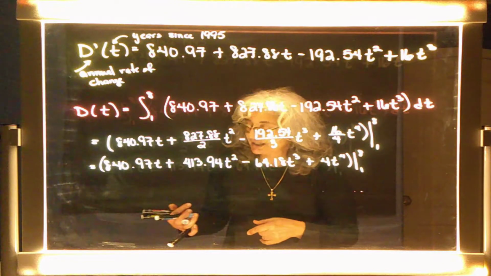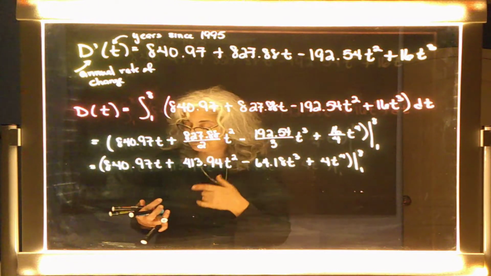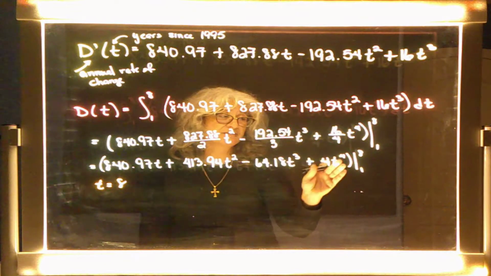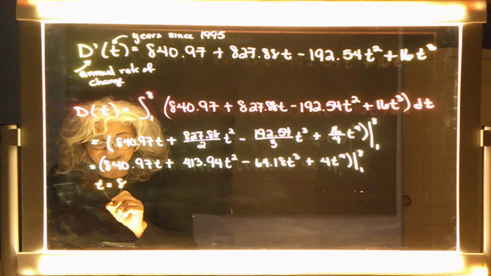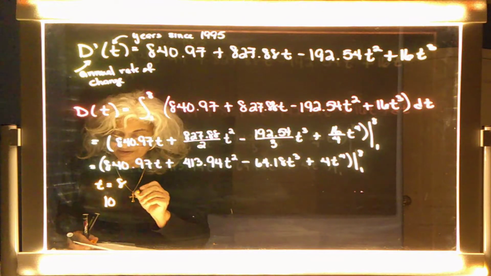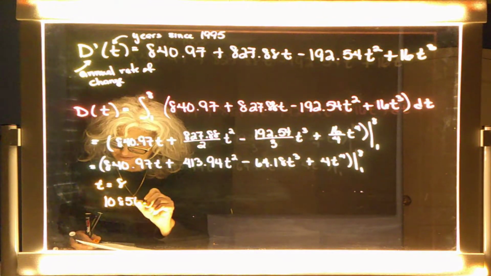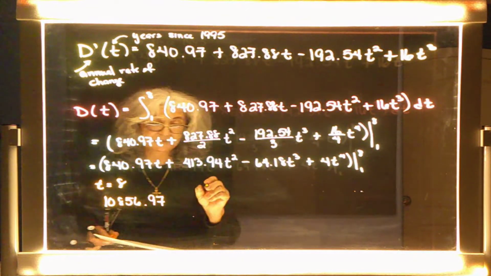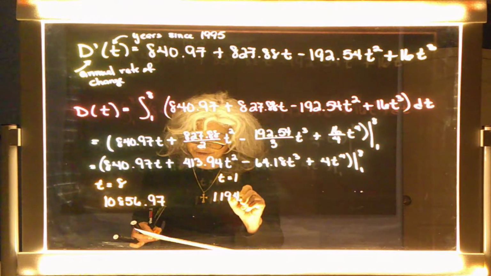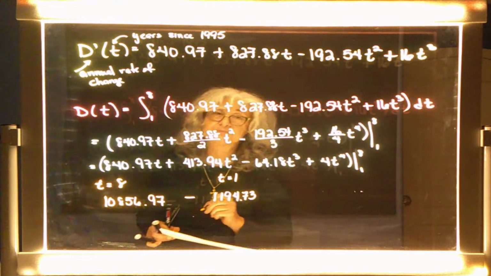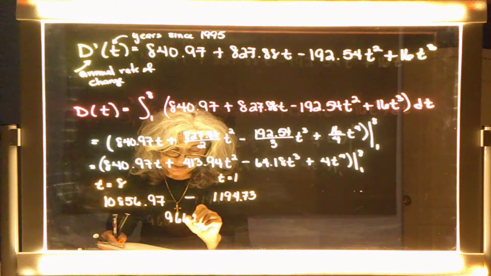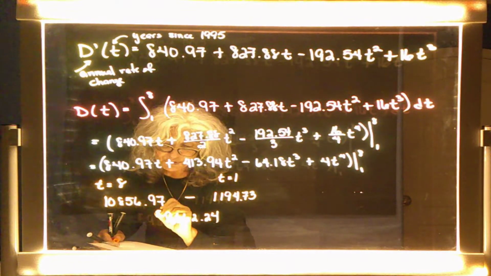Okay, got them? Here we go. Here's what I got. For t equals 8, when I plugged 8 into this 4th degree polynomial, I ended up with $10,856.97. And when I plugged in 1 for the t, I ended up with $1,194.73. And I have to subtract them, don't I? And we have $9,662.24. Do you agree? Good.